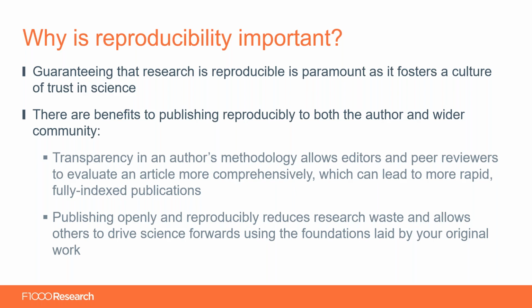With consideration of the authors first, a transparent approach to publishing research ensures that editors and referees who are liable to critically evaluate an article are able to do so far easier and more effortlessly than the alternative. This in turn can lead to quicker turnaround times in having a research output published and fully indexed, which is obviously preferential to the authors.